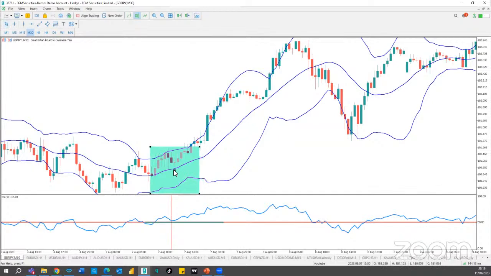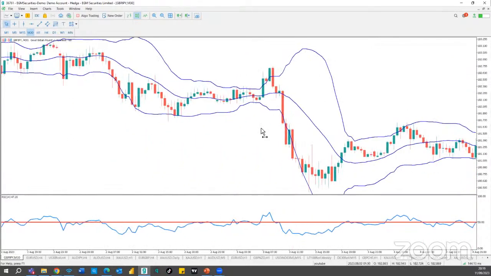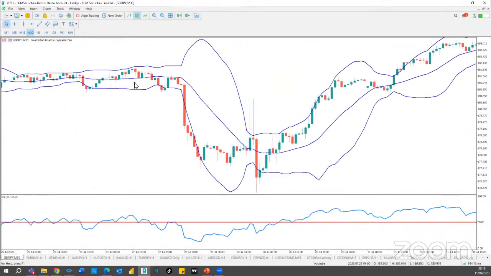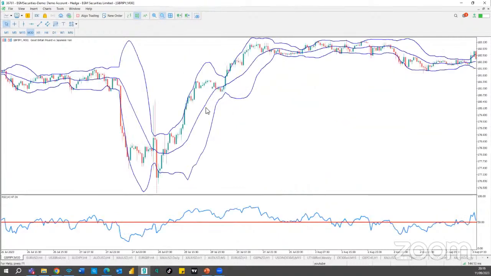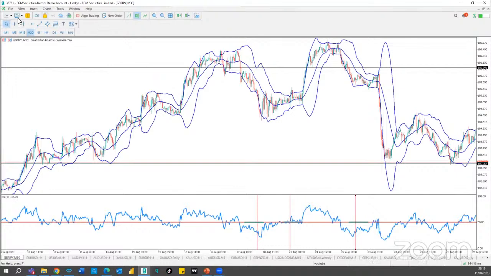Let me mark all those levels on the 30 minutes where we had marked previously from the 4 hours. We see whether we could have gotten opportunities. Let me spot all of them where they were. Okay, see whether you could have gotten opportunities.